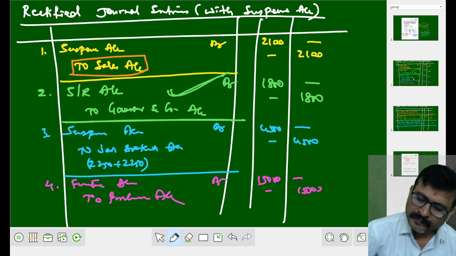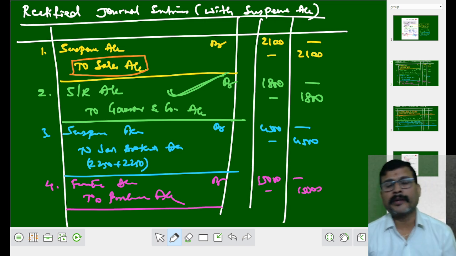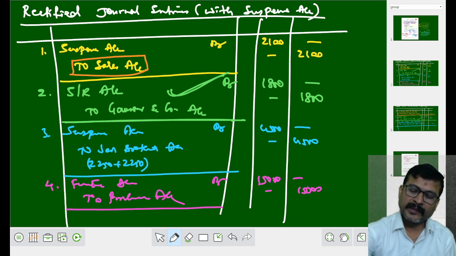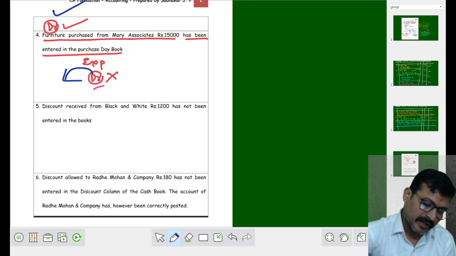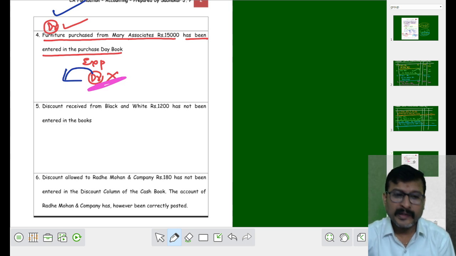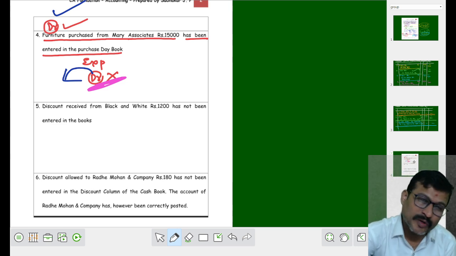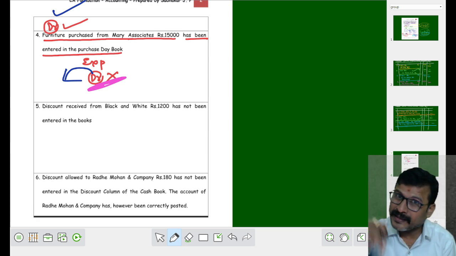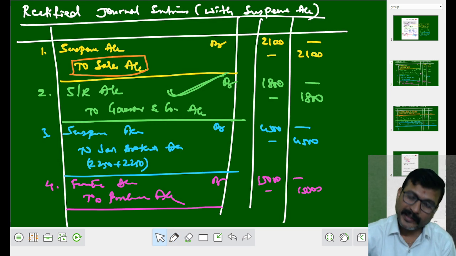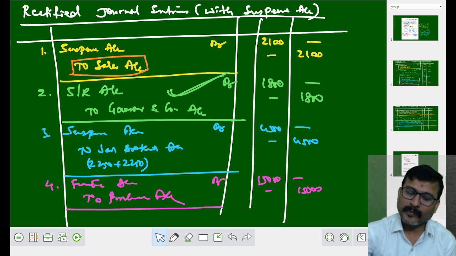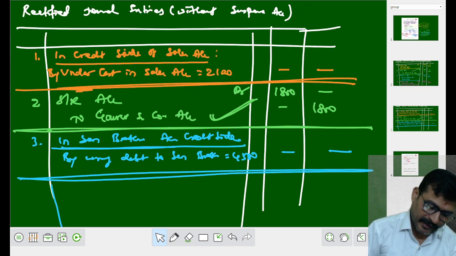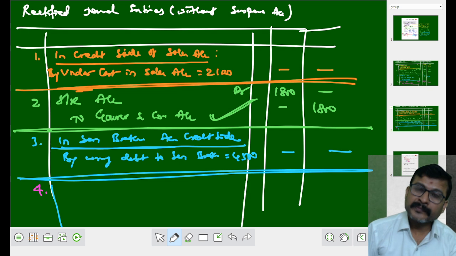Being wrong debit to purchase account is rectified. Did you come across the suspense account in this particular entry? No. Since the suspense account is not there in this entry, repeat the same entry without opening suspense account. That is entry number 4.